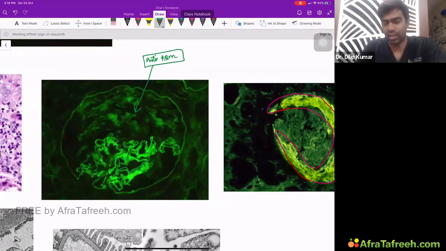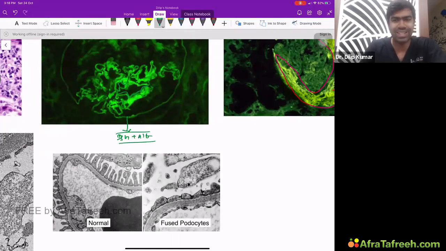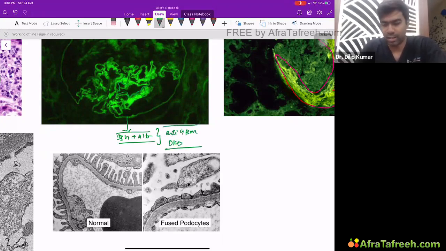Remember, whenever you see this kind of smooth linear deposits, basically this is an IgG staining, plus you can have albumin staining also. Whenever you see IgG and albumin in the basement membrane, and you have smooth linear capillary wall deposits like this, typically it goes towards two differential diagnoses. One is anti-GBM, another is diabetic kidney disease. Both can result in the same kind of pattern, but usually in exams it's going to be anti-GBM, because it produces the characteristic glomerulonephritis.